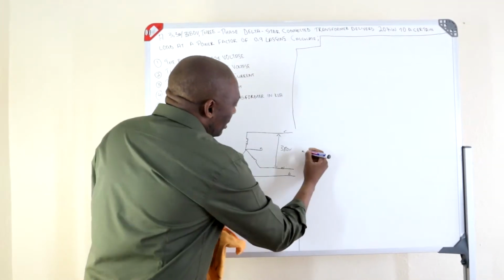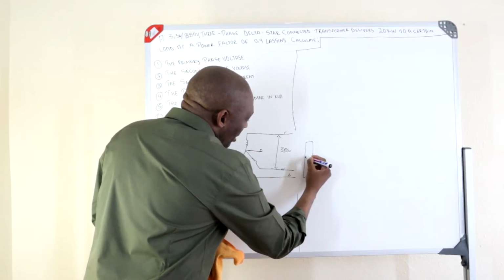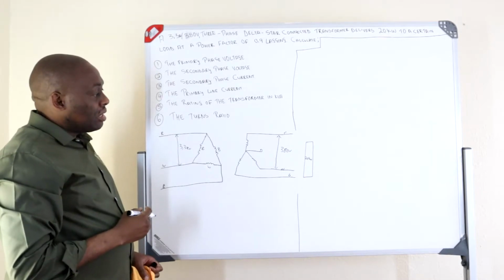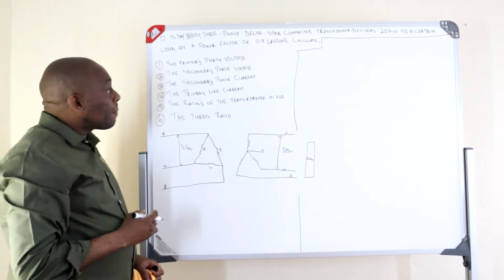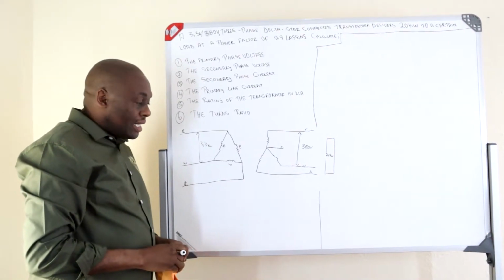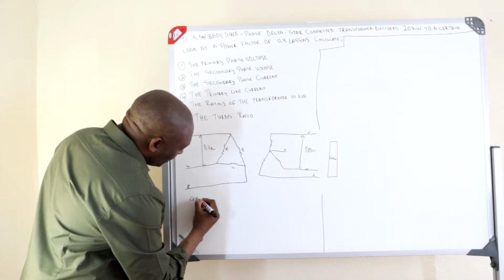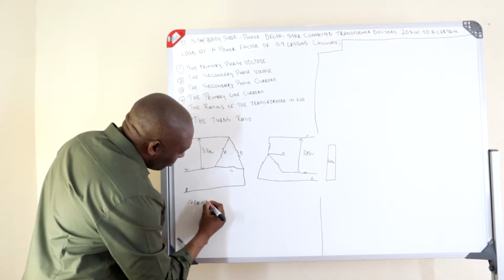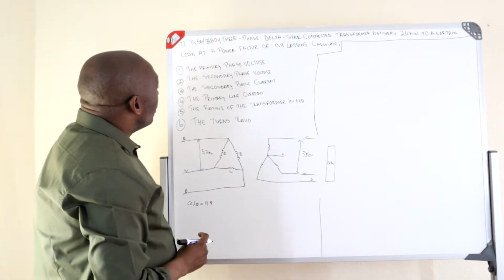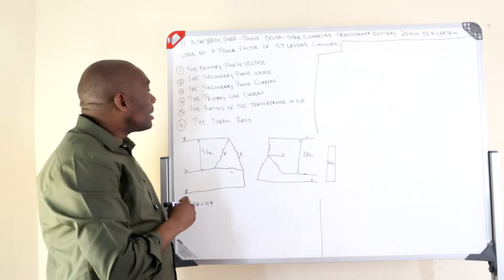Then it means there's a load that is connected to the transformer, and the transformer is supplying this load with 20 kilowatt, at a power factor of 0.9 lagging. Remember, our power factor is cos phi. Cos phi is equal to 0.9.